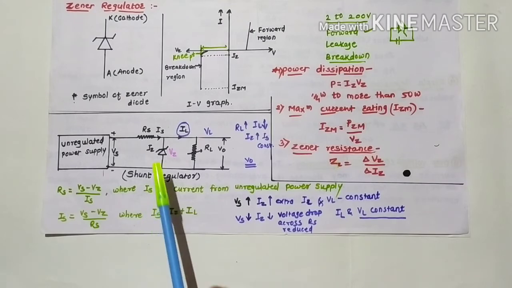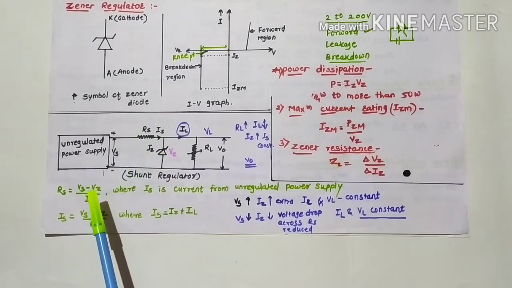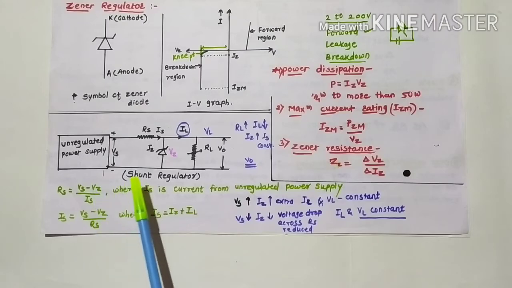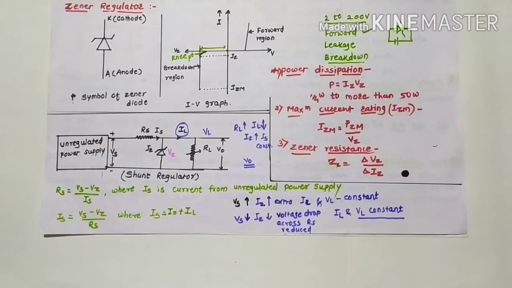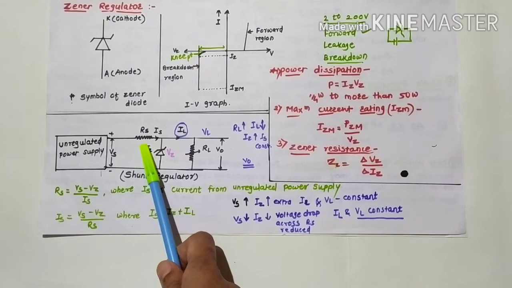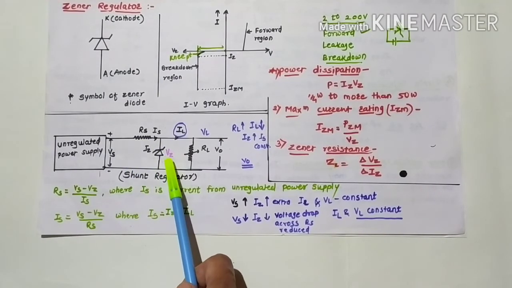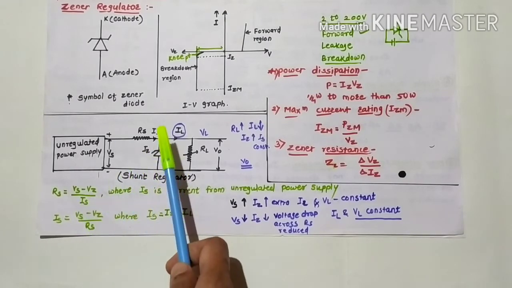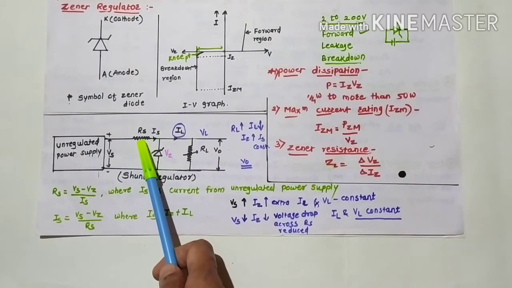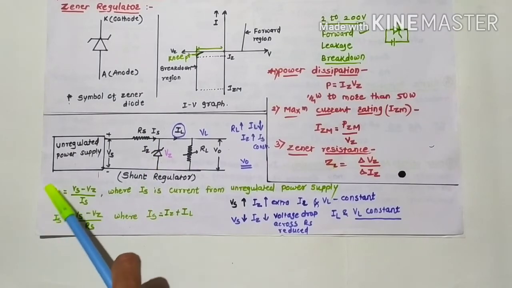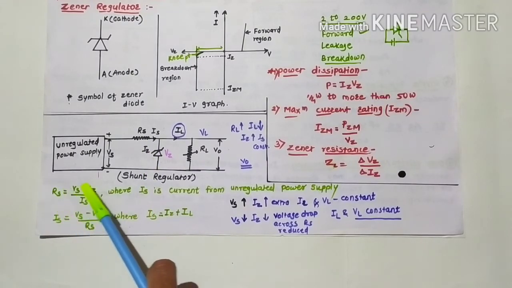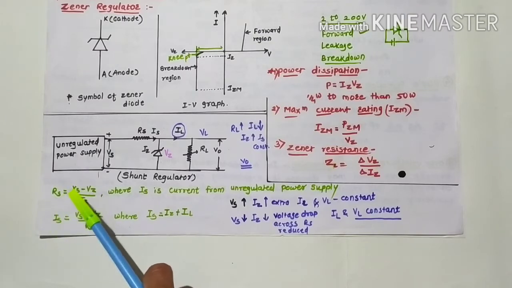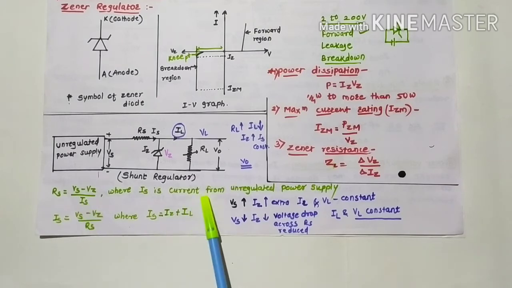How to calculate this RS? RS is equal to VS minus VZ, which is the voltage across the series resistance, divided by IS, the current flowing through the series resistance. This is related to Ohm's law, V equals IR, and only abbreviations are used here, where IS is the current from the unregulated power supply.